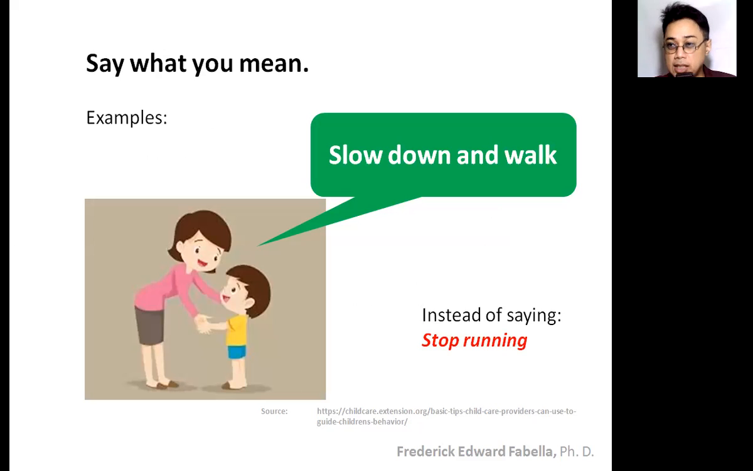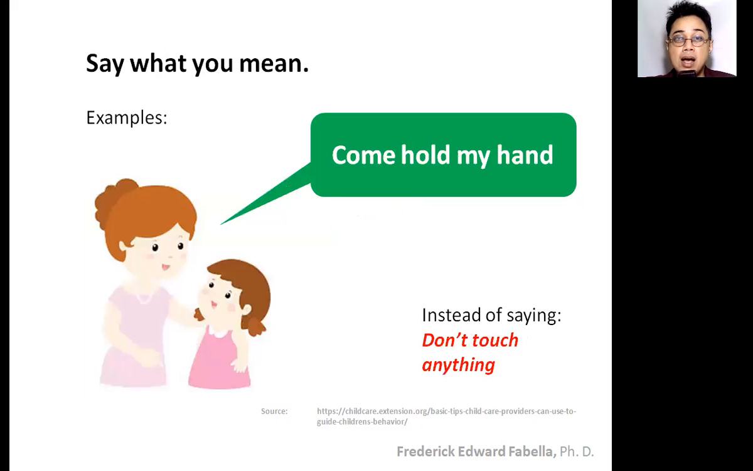If you want your child to stop running, don't say stop running. Instead, say slow down and walk. So they are better able to understand the do rather than the don't. Another example, if you want the child to avoid touching things around, especially when you are in a store, tell the child to come hold my hand.